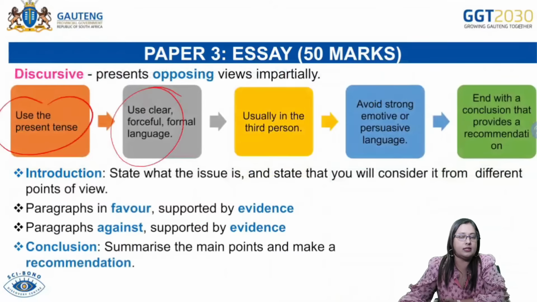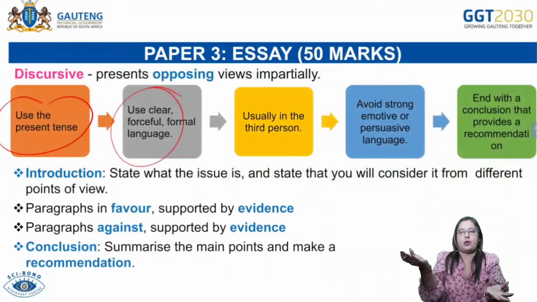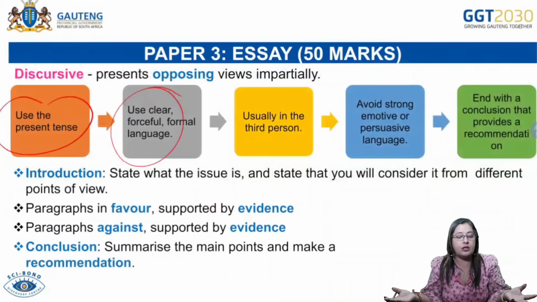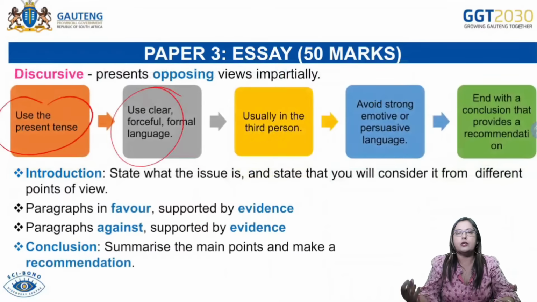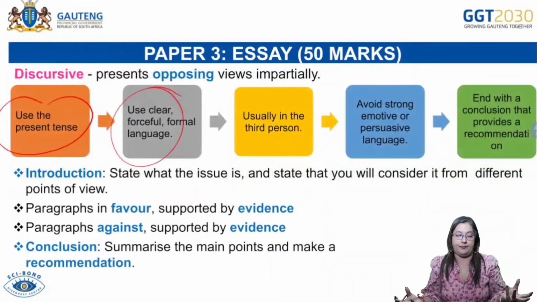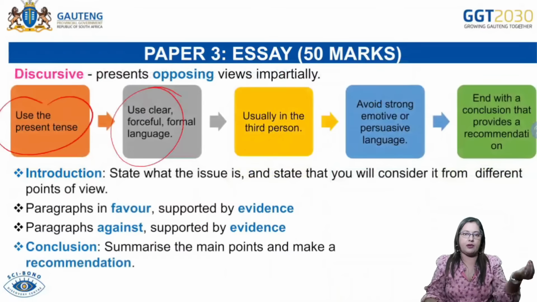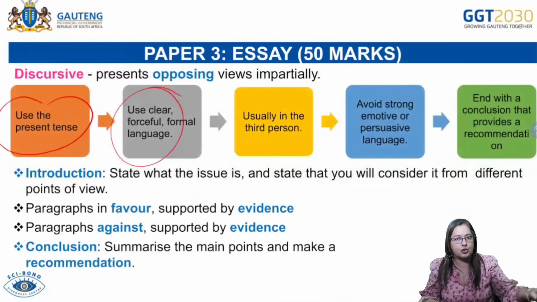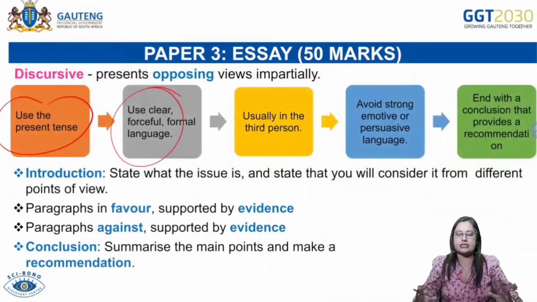This is usually in the third person because you are showing us the one side and the other side of the argument. And here, please avoid strong emotive persuasive language, okay? Because you are trying to be impartial here. In the argumentative essay, you are very much encouraged to be emotive and persuasive. But with the discursive, try to avoid or limit the amount of persuasive language used.